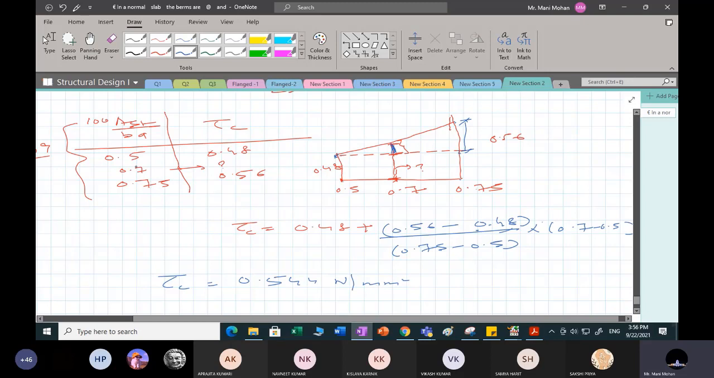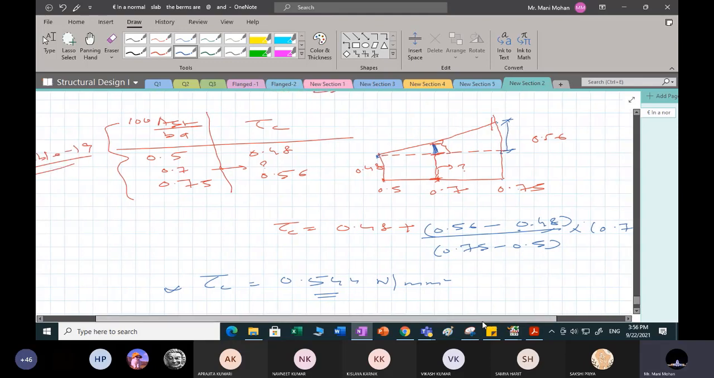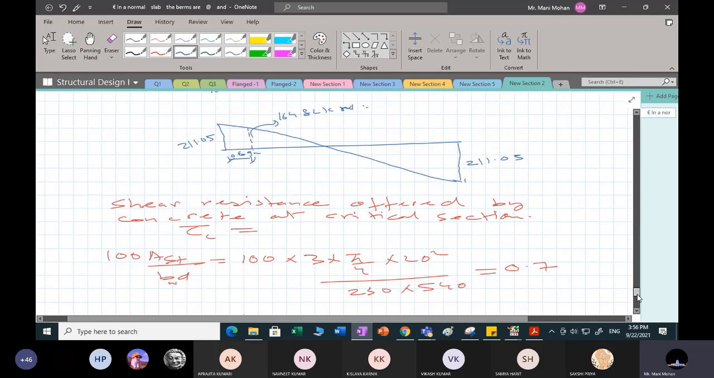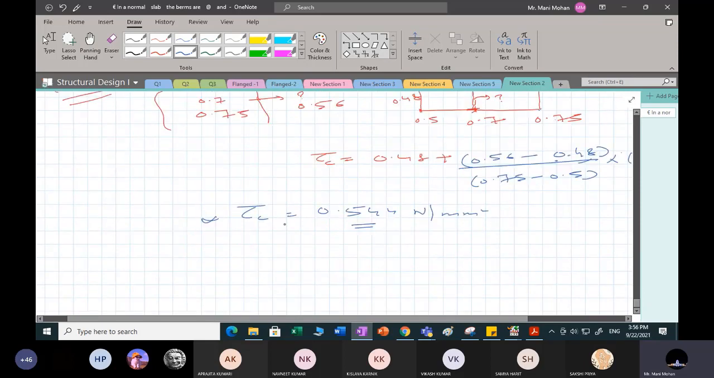Always check that it lies between these two values, and by seeing this value I think it is correct: it is less than 0.56 and greater than 0.48. So it indicates that the value I have computed is correct. So tau c is 0.544 Newton per millimeter square. This is the shear resistance offered at the critical section.